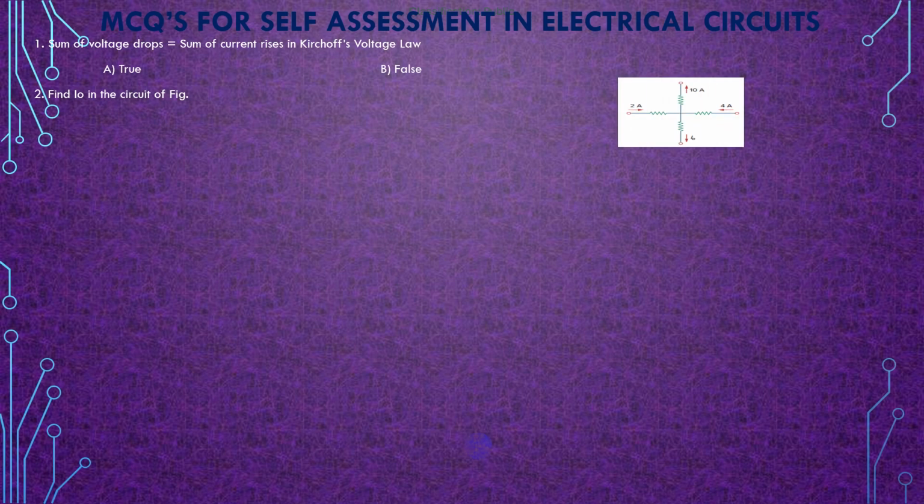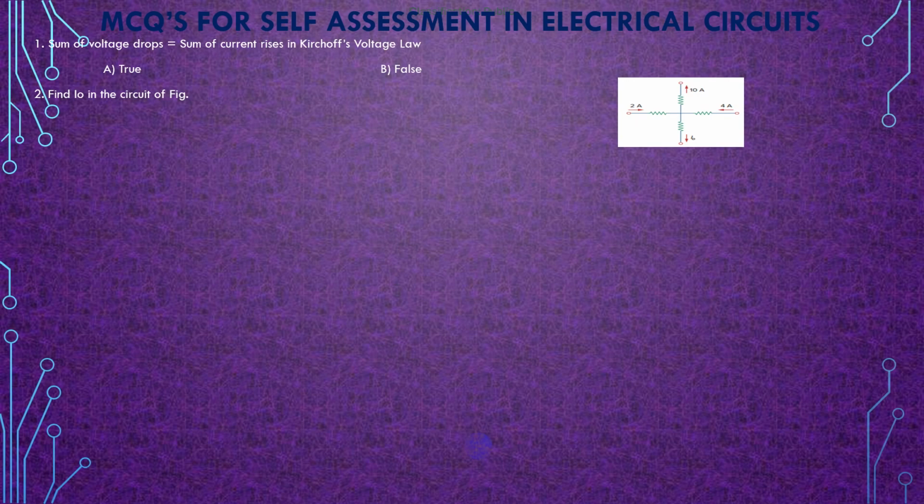Now find the I0 in the circuit. So I0 is here, and here 2 amps current is flowing inside to the node, 4 amps current also flowing inside the node, 10 amps is coming out from the node, and this I0 is coming out from the node. So what is the general equation? The summation of the currents entering is equal to the summation of the currents leaving. On the left hand side, 2 and 4 are entering, so 2 plus 4 is 6, equal to current leaving, 10 plus I0.